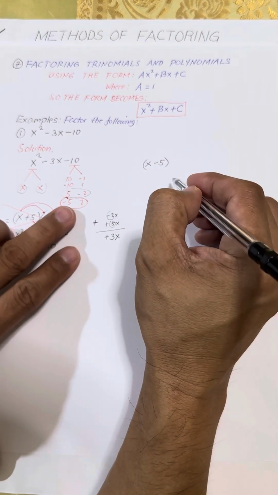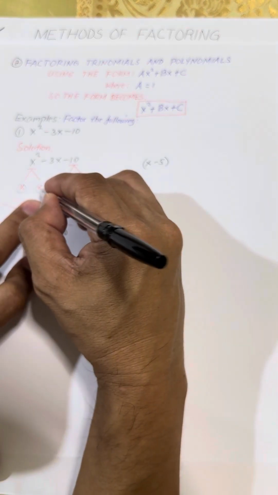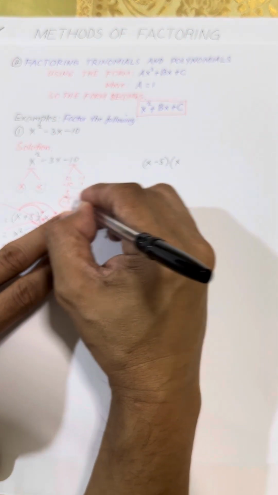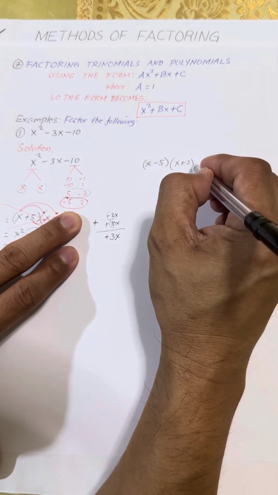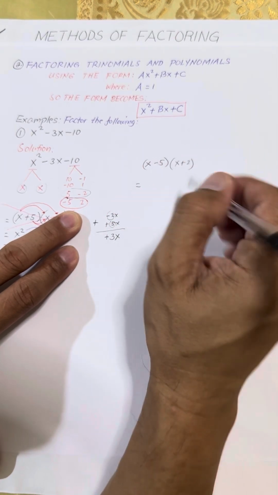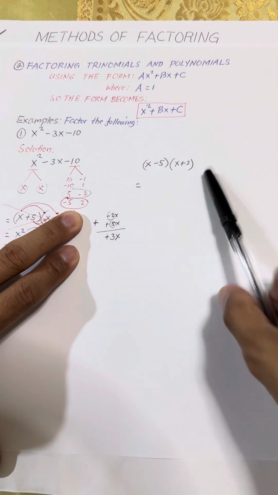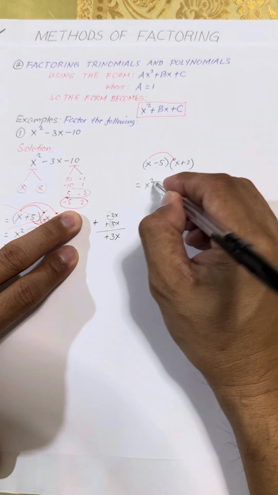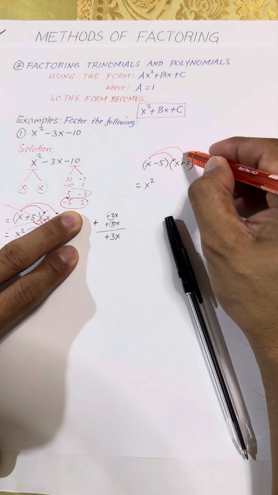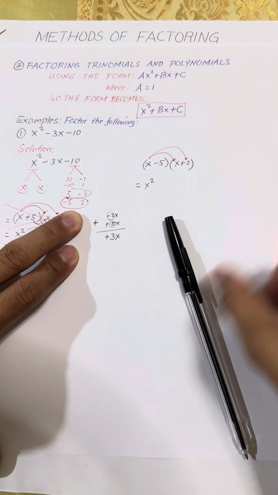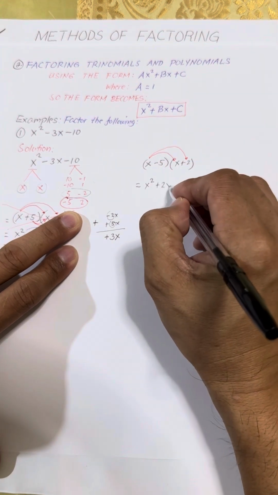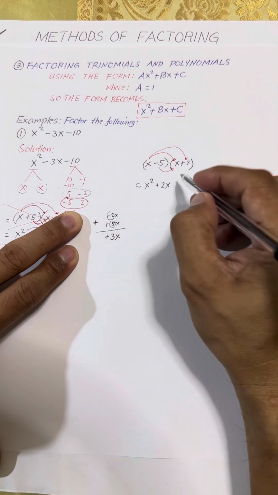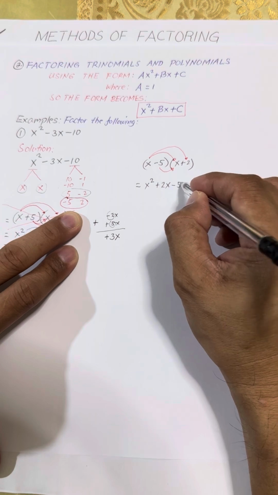Okay, and then pair that with another x, and then pair that with the partner of negative 5, which is positive 2. Okay, then same thing, you just check first term to first term, x times x is x squared. Then first term to second term, positive x, positive 2, so that should be positive 2x. Then second term to first term, negative 5 and positive x, so this should be negative 5x.